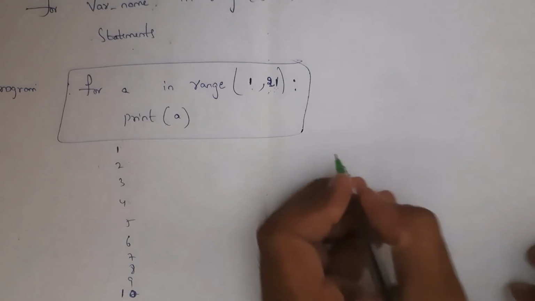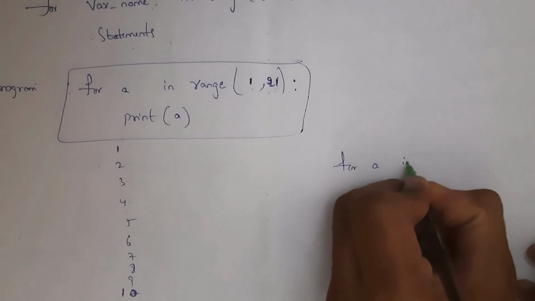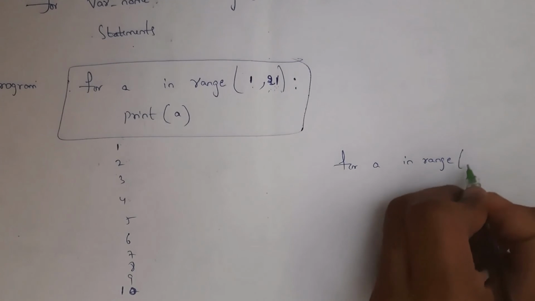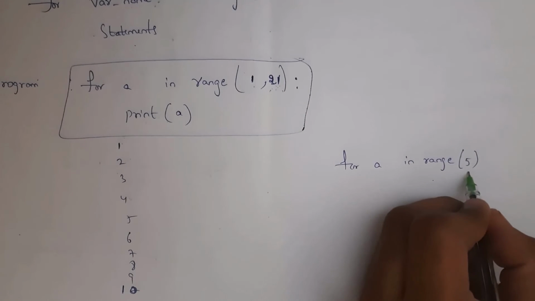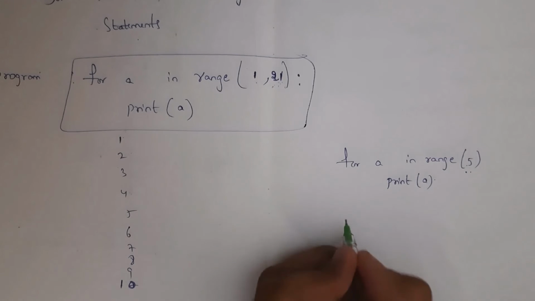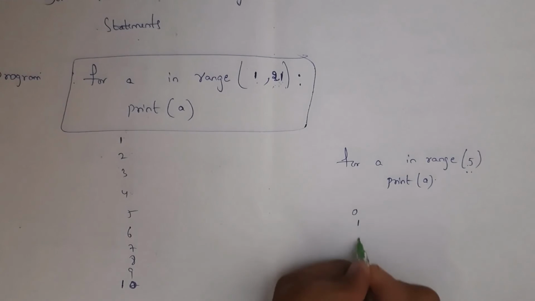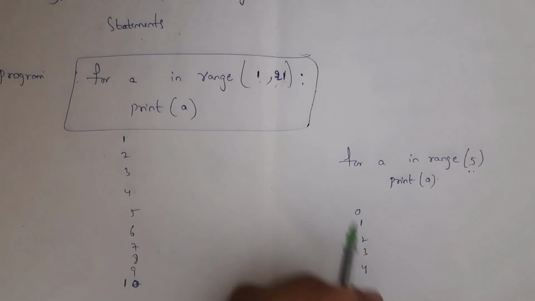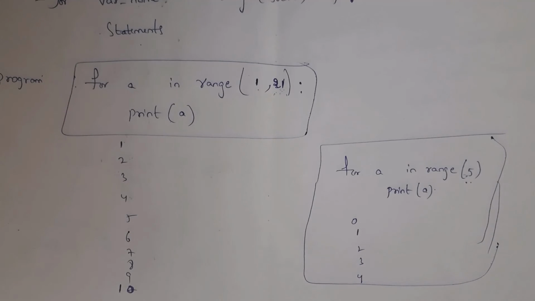I will give one more example. Here I wrote for a in range. Here the range function contains two parameters, they are start and end. But here I gave only one parameter, that is 5. Whenever you give only the value 5, it is considered as the end parameter. I did not give any start parameter, so by default it will take the value 0. So here I will get the output 0, 1, 2, 3 and 4. It will not count 5. If you don't give any starting range, then by default it will take the value 0, and the output will be from 0 to 4.